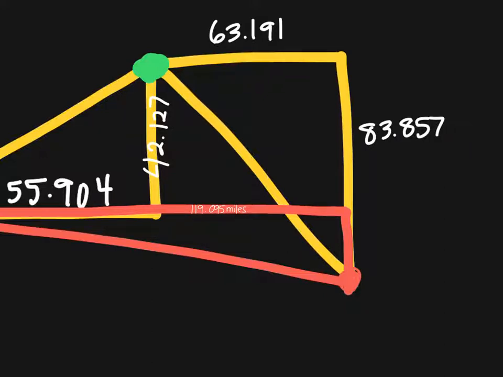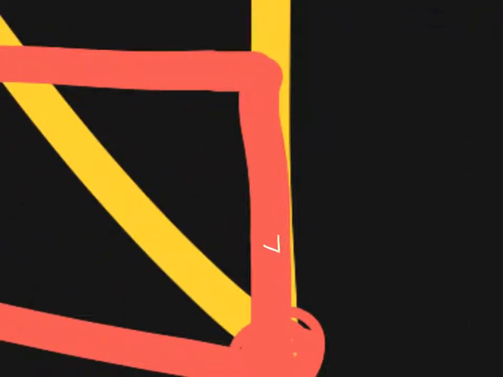Subtract. So I'm going to take the larger number, 83.857, the longer one, and subtract the shorter one, 42.127. Okay, what does that come out to be? 41.73 even? Right on the nose? Okay.